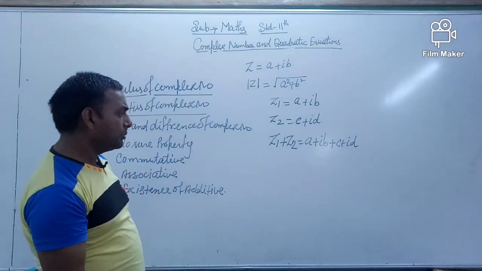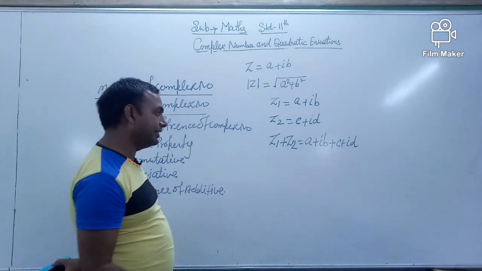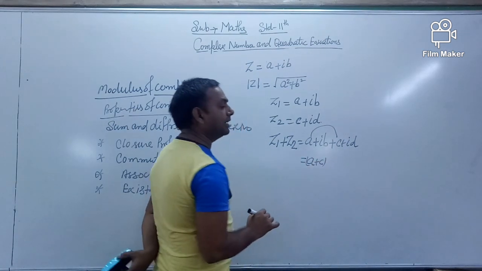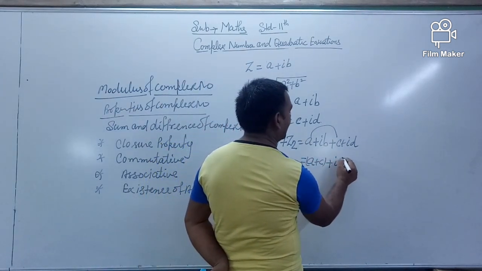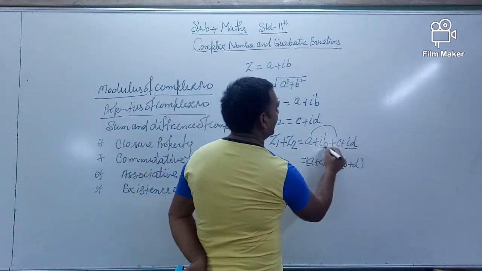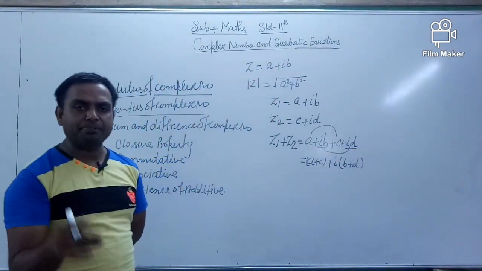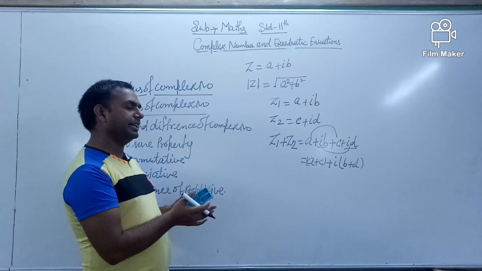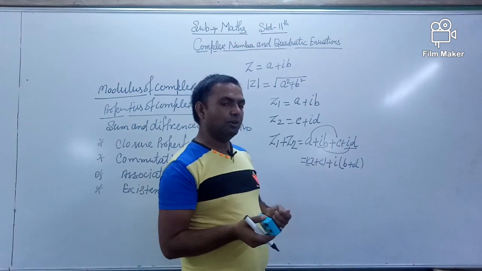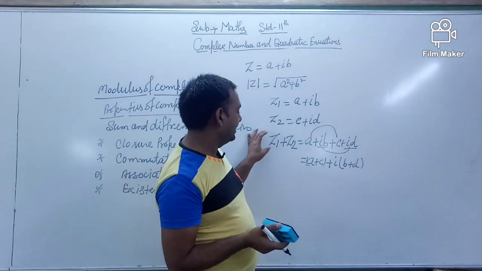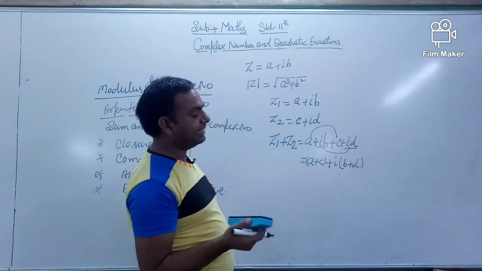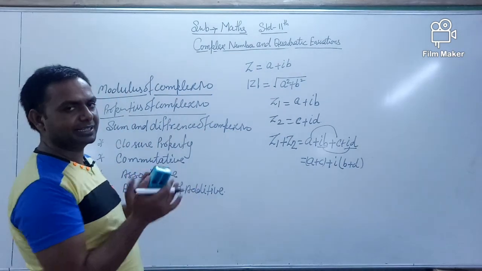Okay. If you take Z1 plus Z2, in that situation you add the real parts to the real parts, so that is equal to A plus C. This is the real part, and after that you add the imaginary parts: I times B plus D. You take the common I because these are the imaginary parts, so you add the imaginary part to the imaginary part and the real part to the real part. The same applies in the case of subtraction. So Z1 plus Z2 is A plus IB plus C plus ID, and the same holds for subtraction.